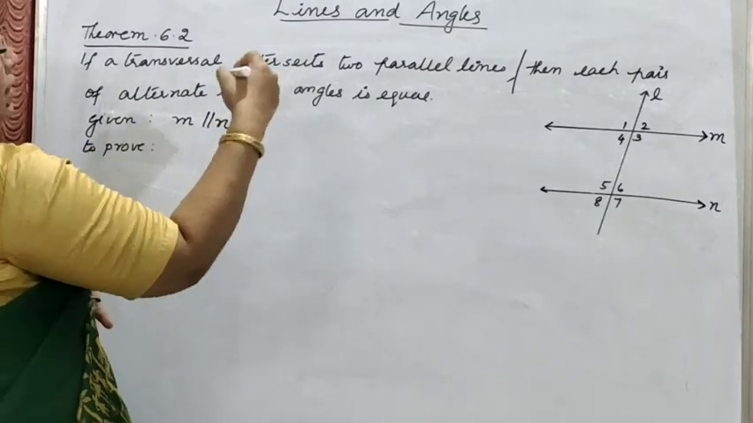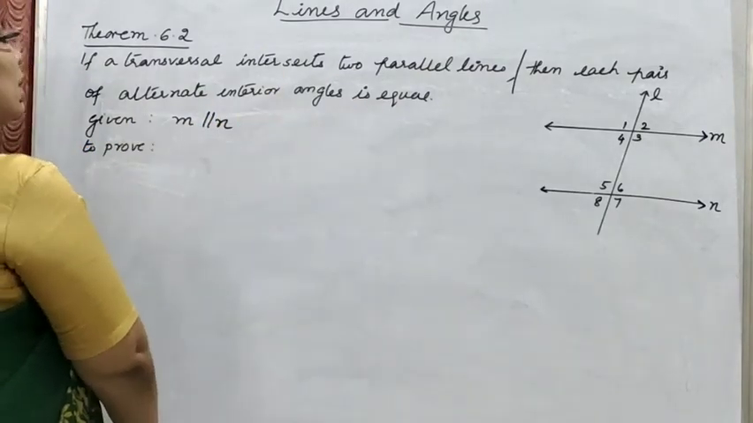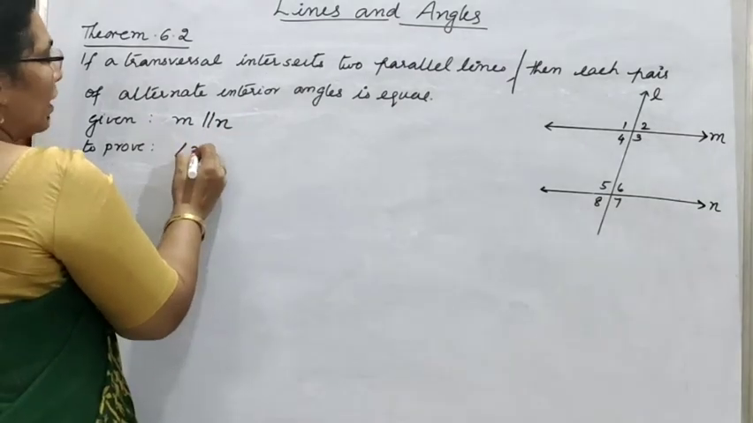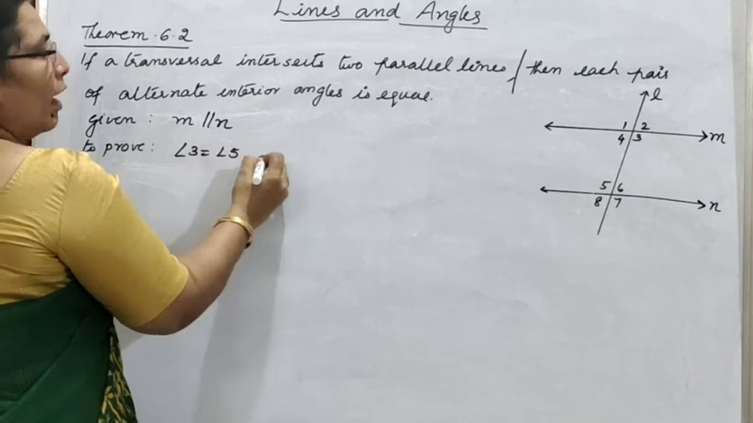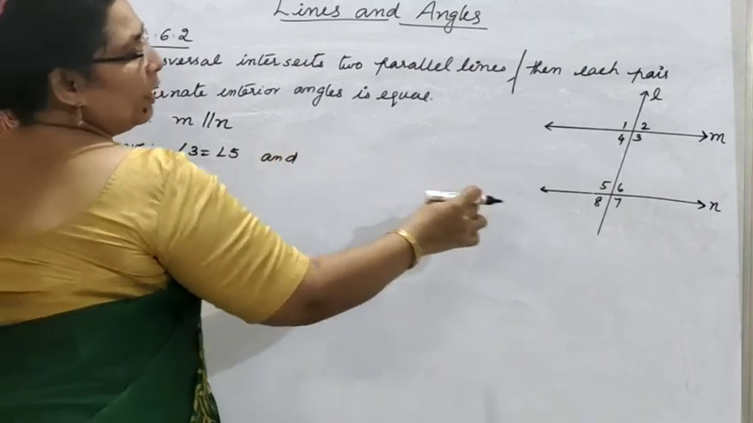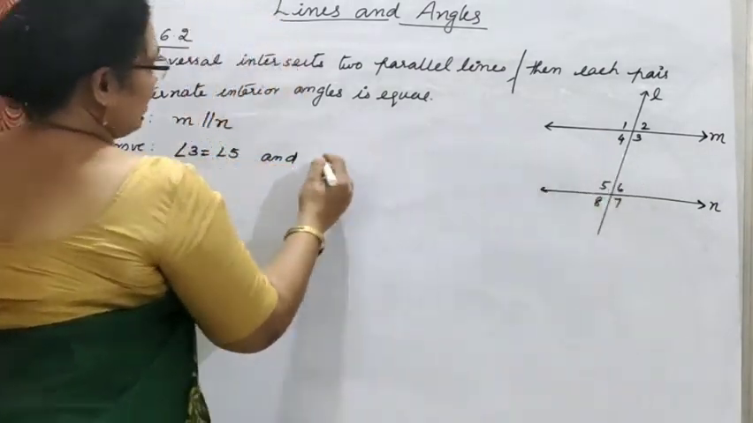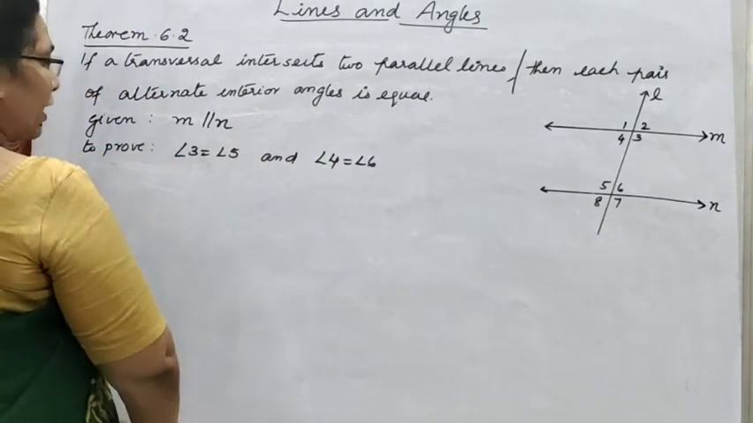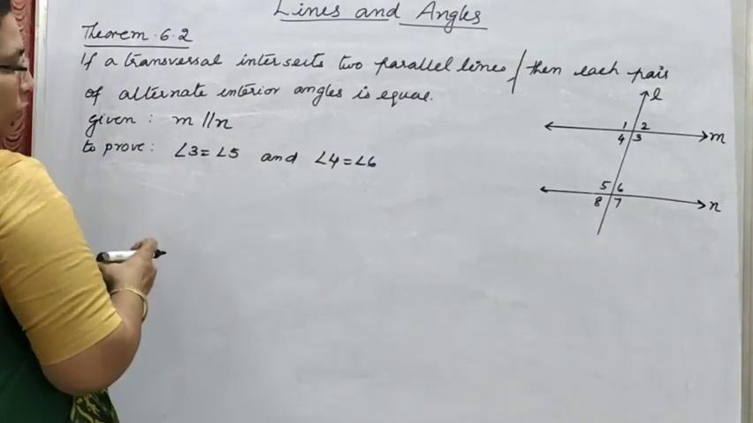Next, each pair of alternate interior angles is equal. Which are to be equal? We have to prove angle 3 is equal to angle 5, and one more pair, angle 4 and angle 6, are also equal. These we have to prove: angle 4 equal to angle 6, and angle 3 equal to angle 5.